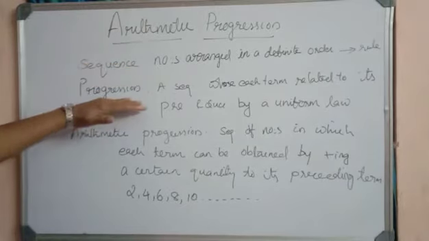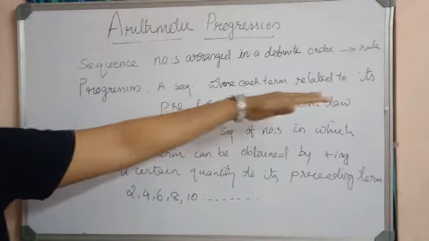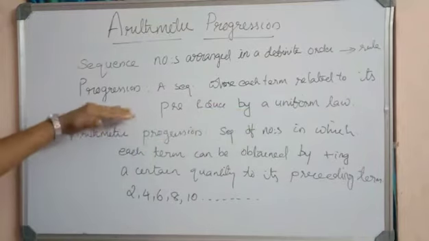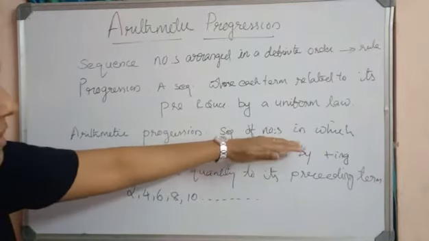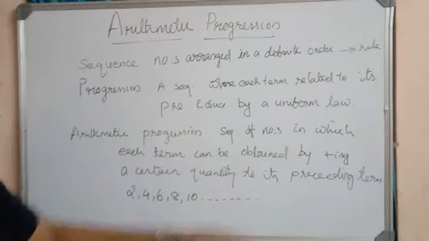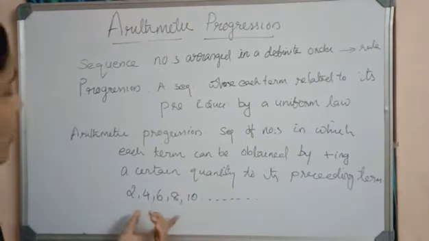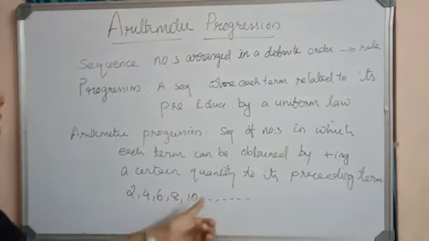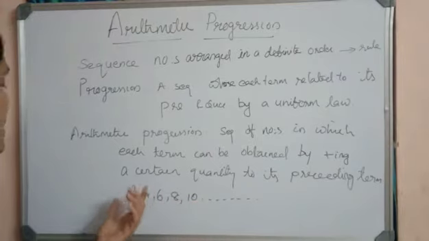When we speak about progression, a progression is a sequence whose each term is related to its predecessor or successor by a uniform law. That is a progression. When we speak about arithmetic progression, this is a sequence of numbers in which each term can be obtained by adding a certain quantity to its preceding term. Look at this. This is an example of an AP. Each term of this AP can be obtained by adding a certain quantity to its preceding number.